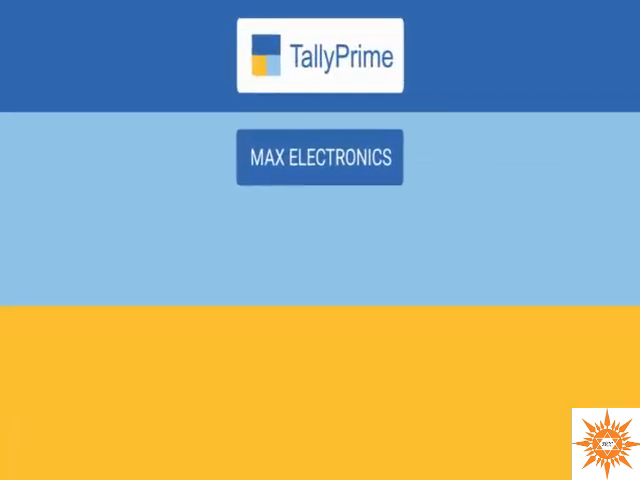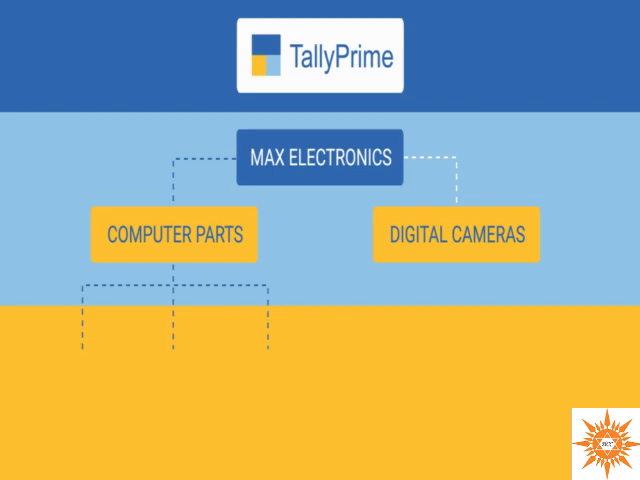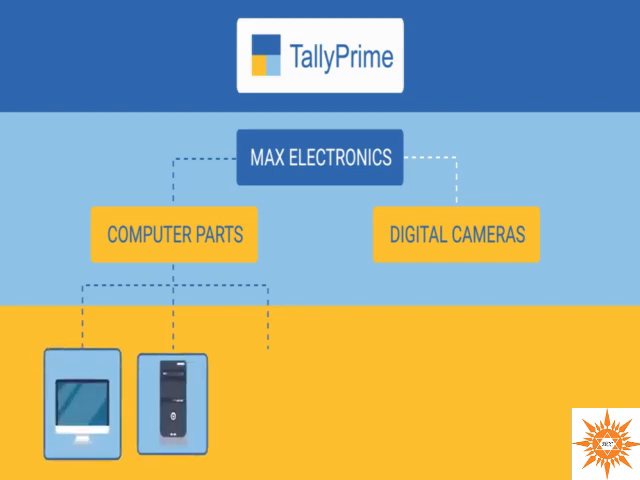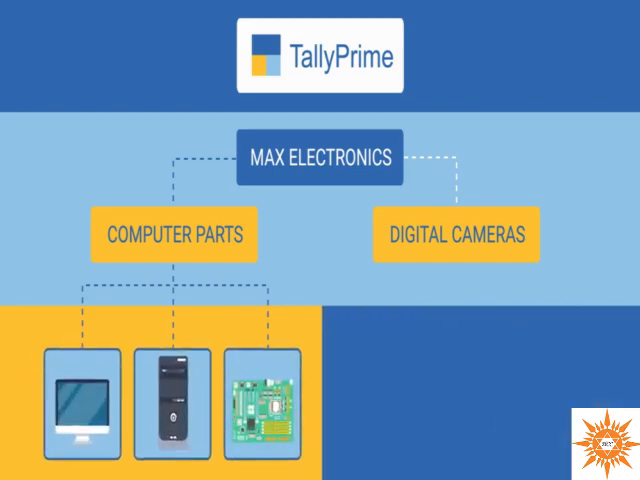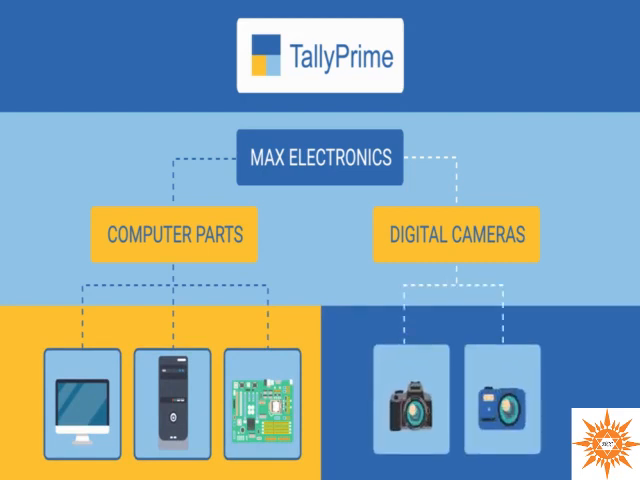For Max Electronics, let us create two major stock groups: computer parts and digital cameras. Within computer parts, we can create subgroups for monitors, processors, etc. Within digital cameras, we can create subgroups like DSLR, compact digital camera, etc. All their stock items can be grouped under these stock groups. Similarly, you can create stock groups and stock items applicable for your business.